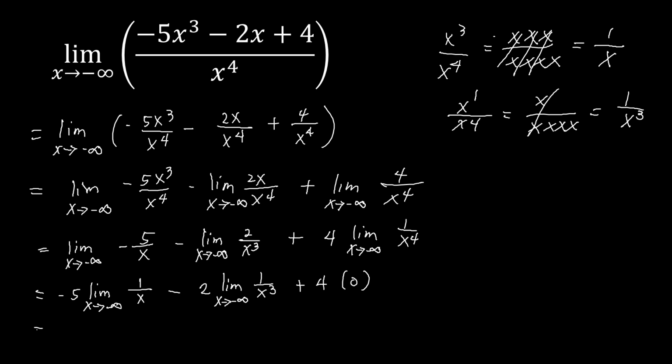And then we evaluate. This is negative 5. The limit of that one is a 0. Minus 2. The limit of this is a 0. And then plus 4 times 0 is 0. Everything here will become a 0. So the limit of this one is a 0.